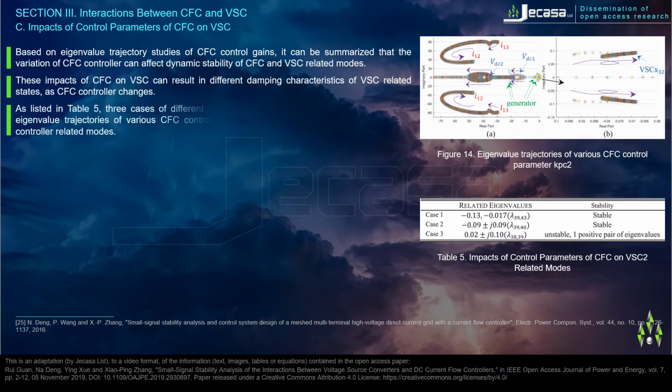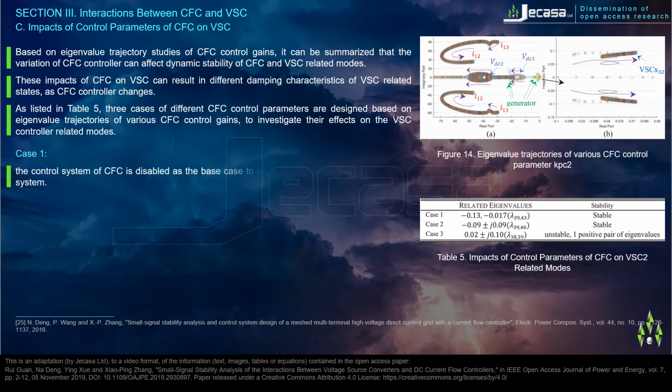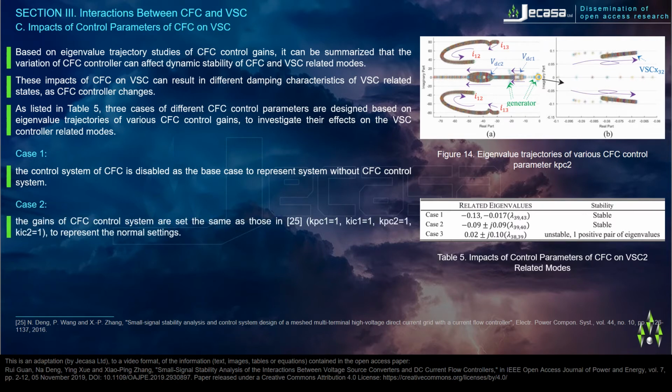As listed in Table 5, 3 cases of different CFC control parameters are designed based on eigenvalue trajectories of various CFC control gains to investigate their effects on the VSC controller-related modes. Case 1. The control system of CFC is disabled as the base case to represent the system without CFC control system. Case 2. The gains of CFC control system are set the same as those in reference 25, kpc1 equals 1, kic1 equals 1, kpc2 equals 1, kic2 equals 1, to represent the normal settings.